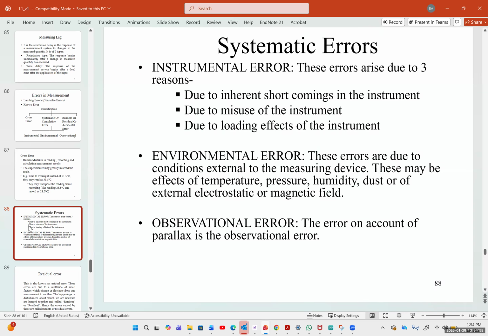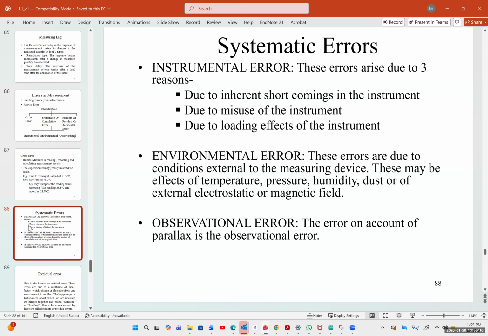They use a second opinion or repeat it sometimes. And then we have instrumental errors. These arise due to 3 reasons. Due to inherent shortcomings in the instruments. So you have a cheap, low quality instrument.